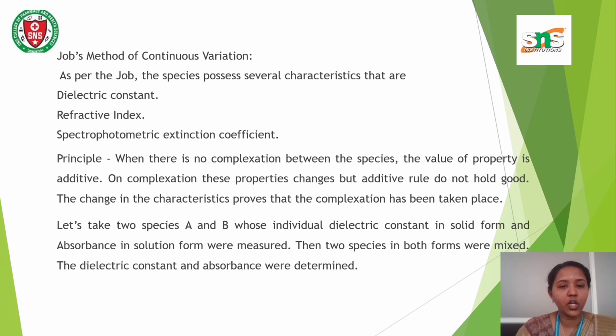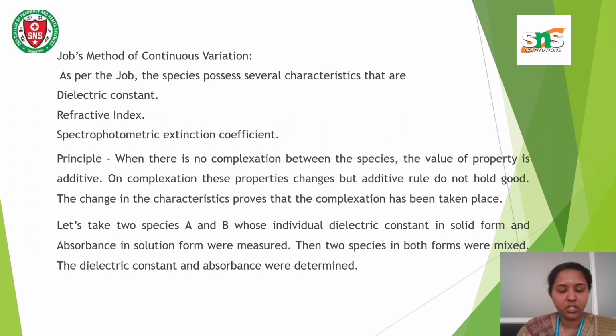Job's method of continuous variation. As per Job, the species possess several characteristics, that is dielectric constant and refractive index, and spectrophotometric extinction coefficient. When there is no complexation between the species, the value of the property is additive. On complexation, this property changes, but the additive rule does not hold good. The changes in the characteristics prove that complexation has taken place.